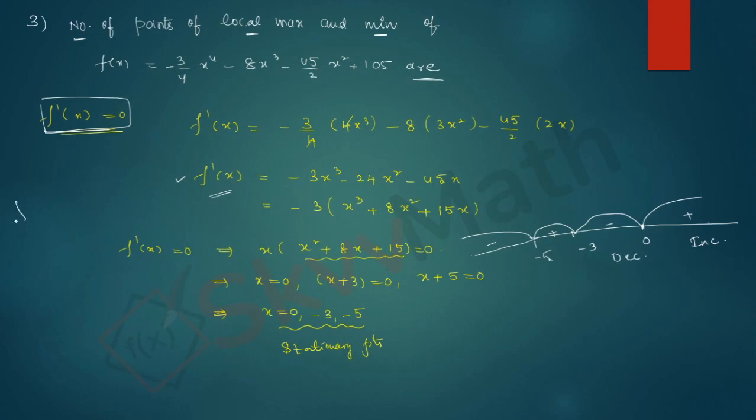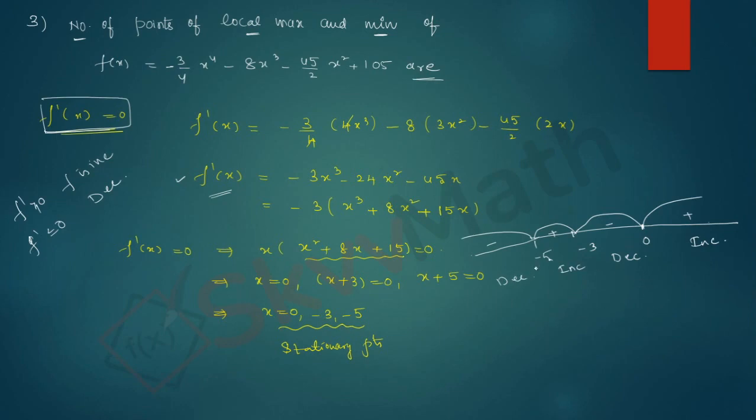You know the rules. f' greater than or equal to 0 means f is increasing, and f' less than or equal to 0, less than 0, then f is decreasing. This is the condition we have. So in between -5 to -3, again increasing because the derivative is positive, and here we have decreasing.